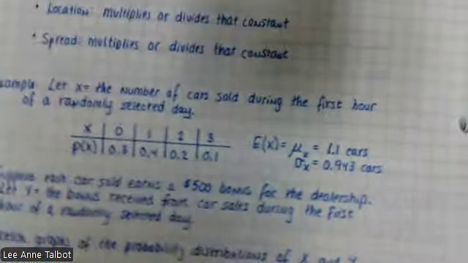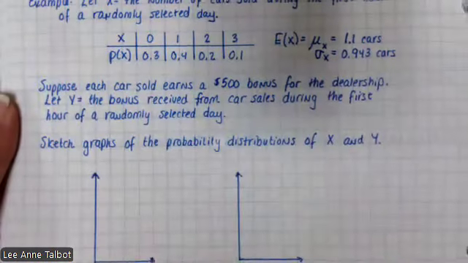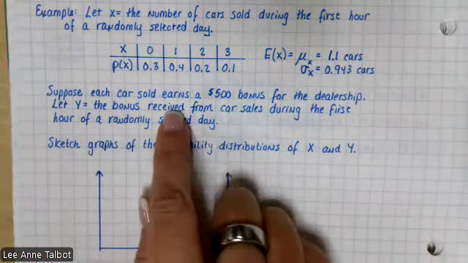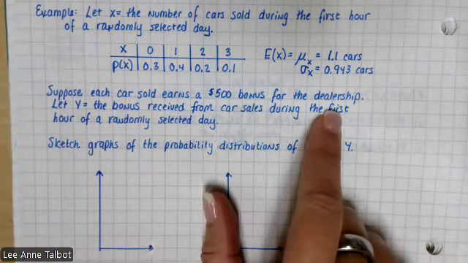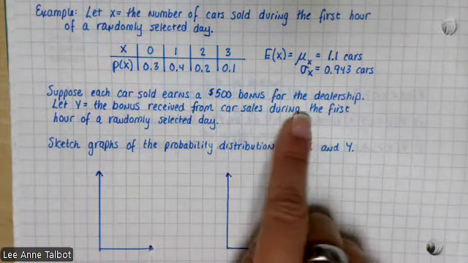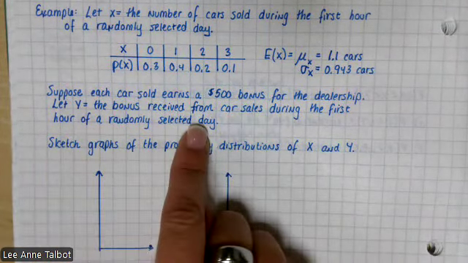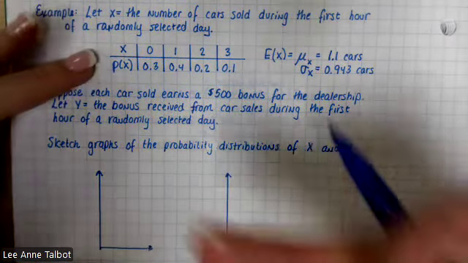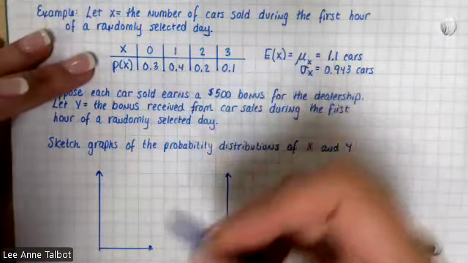Now back to what we were actually doing later that day. Okay, so that was 6.1A review, all of that. Suppose each car sold earns a $500 bonus for the dealership. Let Y equal the bonus received from car sales during the first hour of a randomly selected day. Sketch graphs of the probability distributions of X and Y. Okay, so this one is X here.